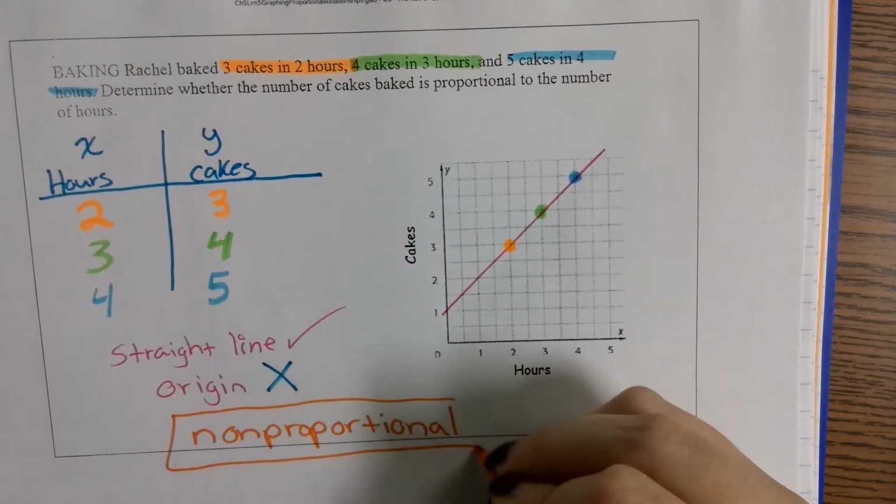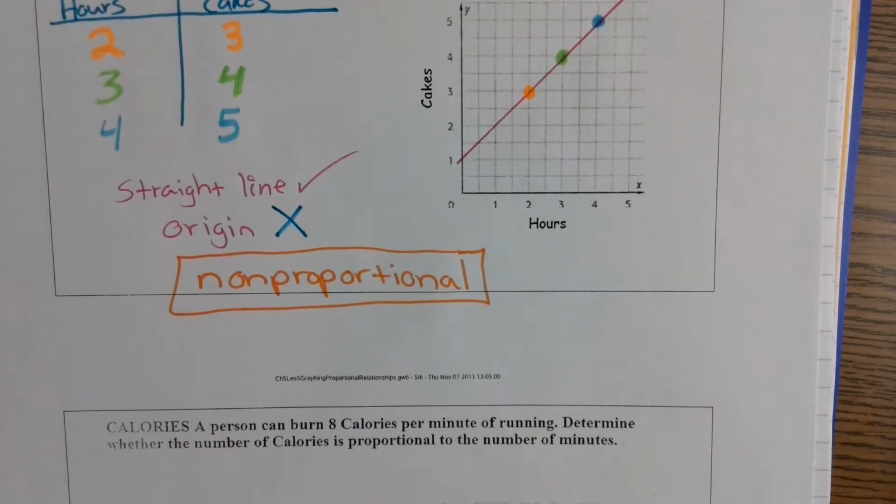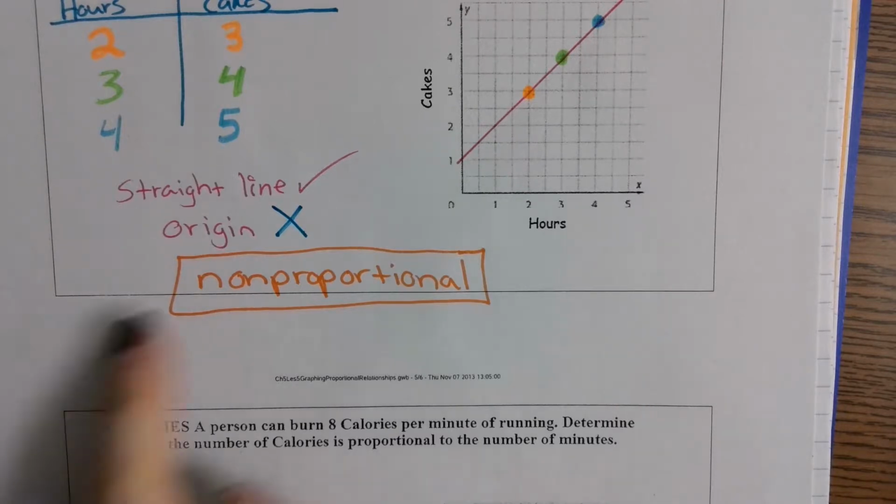If it's a straight line but does not go through the origin, that immediately makes it not proportional. If it's not a straight line, that immediately makes it not proportional. You have to meet both criteria in order for it to be proportional.